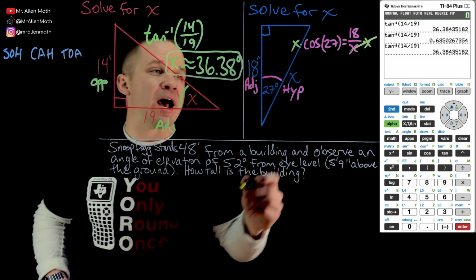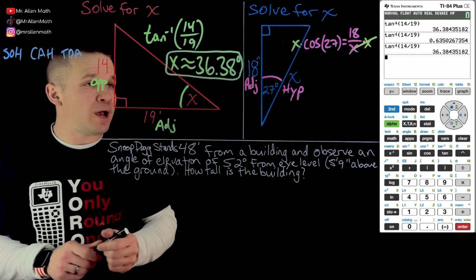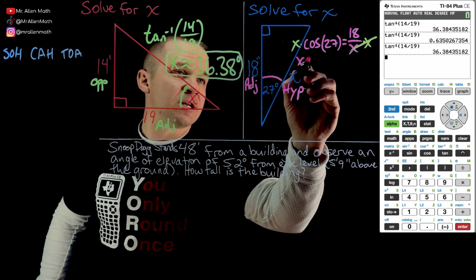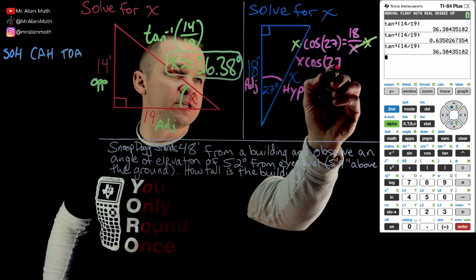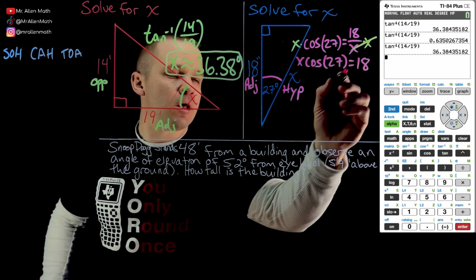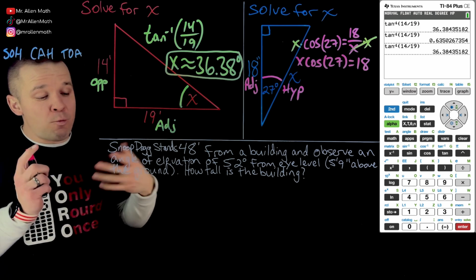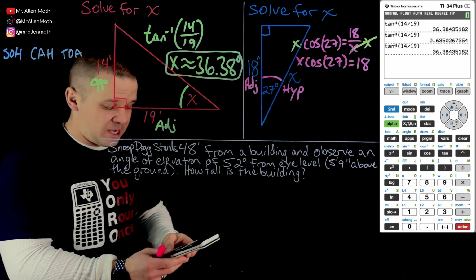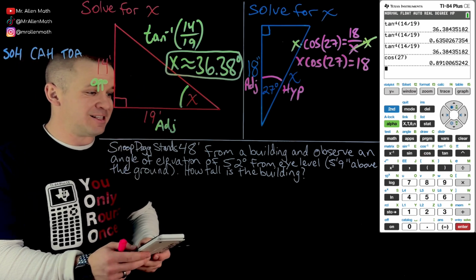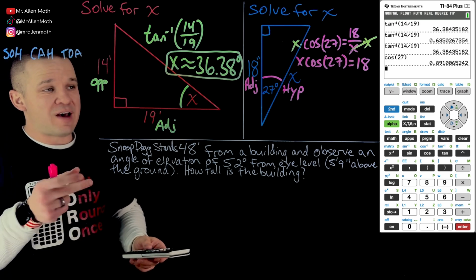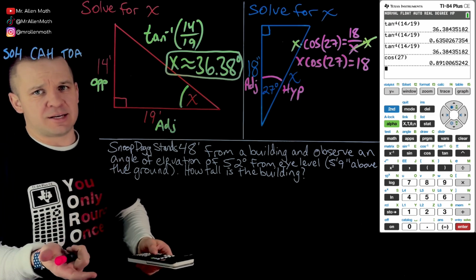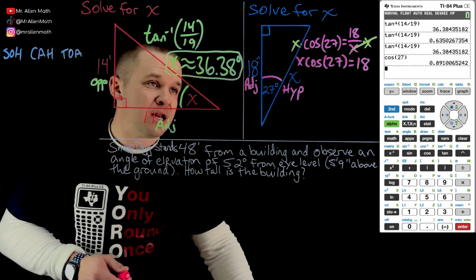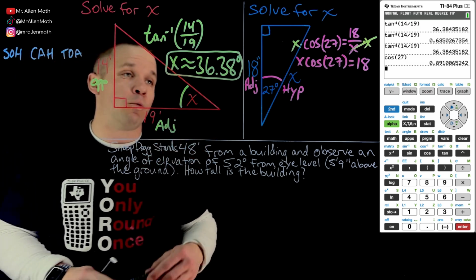So that's going to cancel that x right there, leaving me with x times the cosine of 27 degrees equals 18. Now, it might seem weird, but cosine of 27 is just a number. So I have x times a number. How do I get that x by itself? Divide by that number. Now, I'm going to type this all into the calculator at once, right?